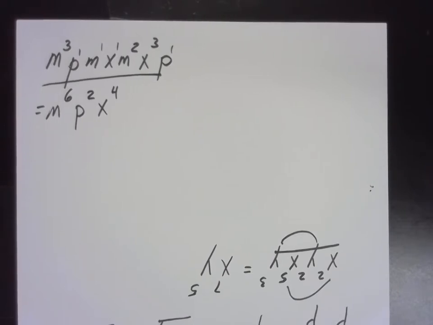Wait, why is there only m to the 6? Oh, I see it now. I thought that was m to the 7. Okay. All right. So, that's pretty much it. You don't have to do anything else. You just write it in a simpler way.